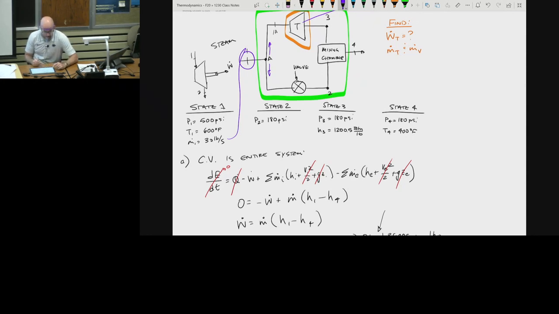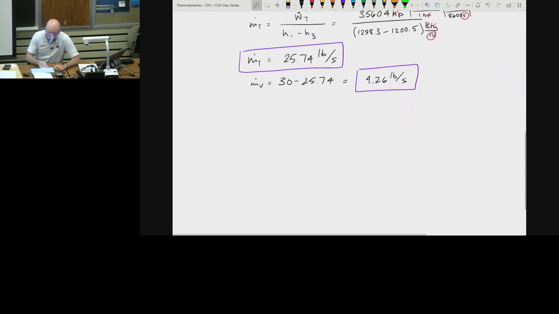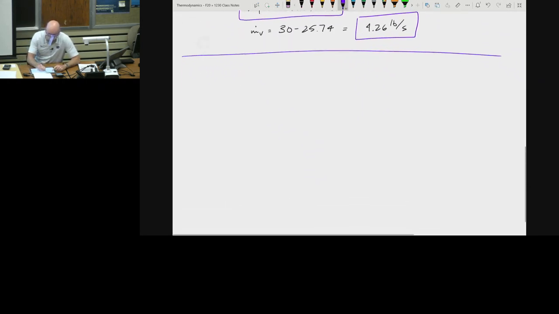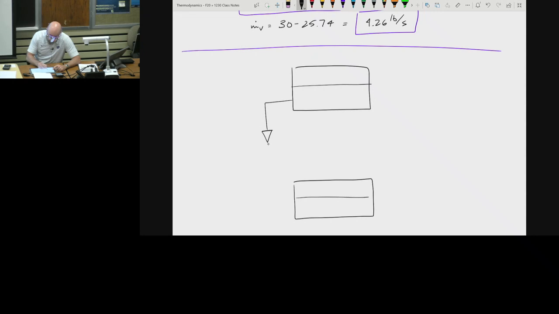Okay, let's do our next problem here. And the next problem is an air conditioner. And so here I'm going to draw two big boxes up here, a box here, and then a box down here. And I'm going to have a different way of drawing a valve.